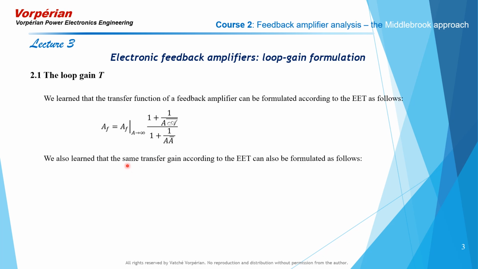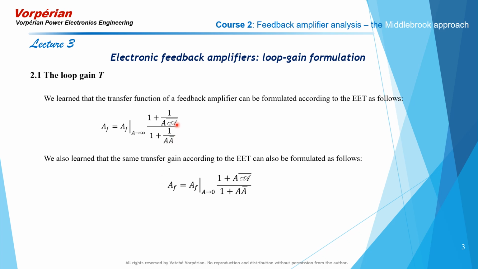Now we also learned that the same transfer function, according to the extra element theorem, can also be formulated as follows. The closed loop gain is given by the closed loop gain with A equals 0, followed by this factor here. Now, this is not a very useful form for the determination of a transfer function of a feedback amplifier, such as a voltage gain or a current gain or a transresistance or a transconductance. Nevertheless, we're going to see that it's very useful for what we are going to formulate next.